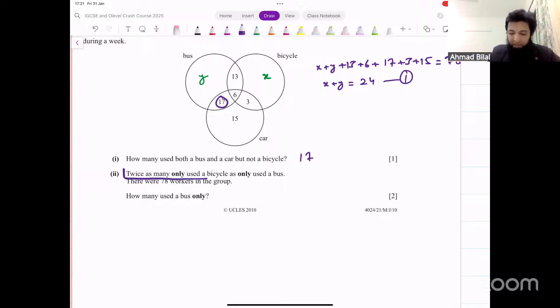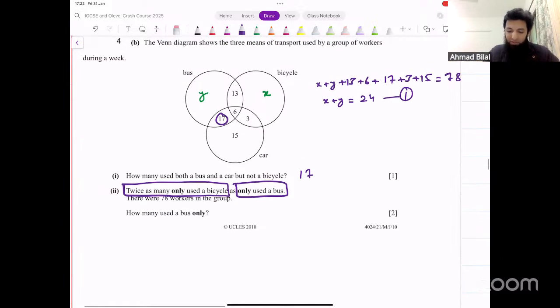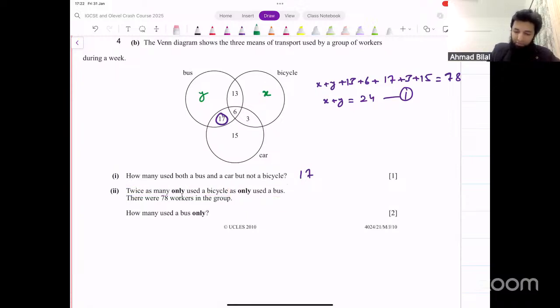And then they've given us another piece of information. They're saying twice as many used only a bicycle as only a bus. So the number of workers who used only a bicycle, that's X. So this number is X. As only used a bus, this number is Y. What's bigger? Twice as many were X as compared to Y. So X is 2 times Y. What is that equation going to be? X equals 2 times Y.